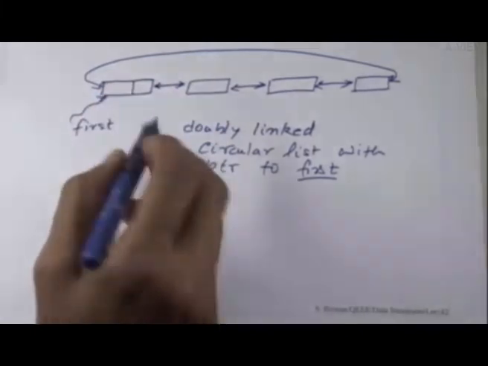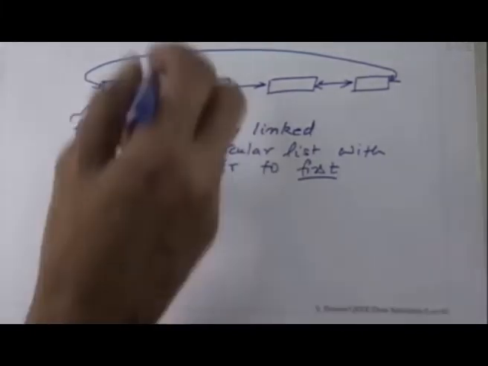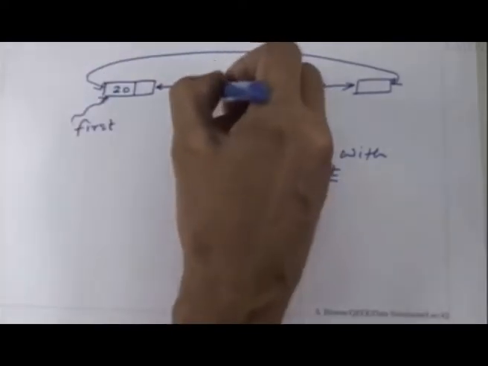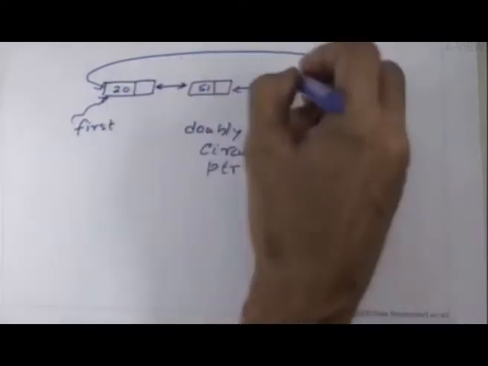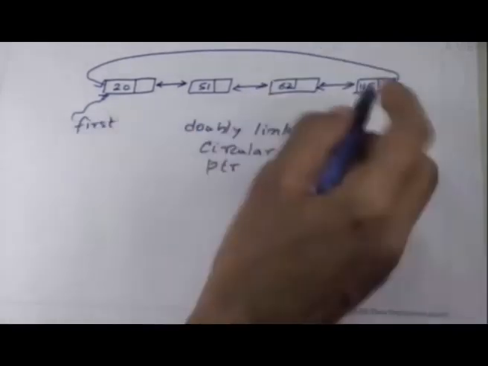So let me put some value. Suppose it is sorted in ascending order. So let's say this is 20, this is 51. There are two linked fields which I'm not drawing. Suppose this is 62 and this is 115. So I have this. Now it is sorted, as you can see. They are sorted in ascending order.